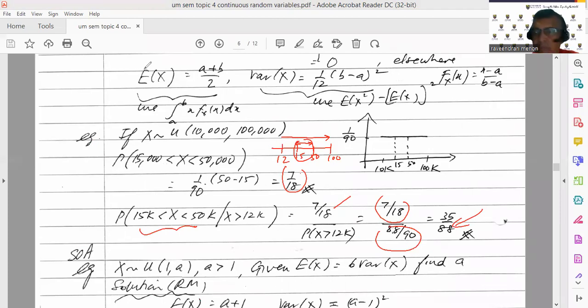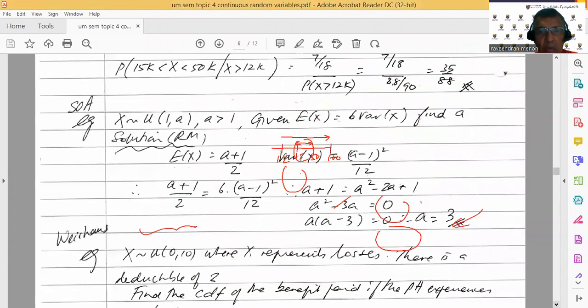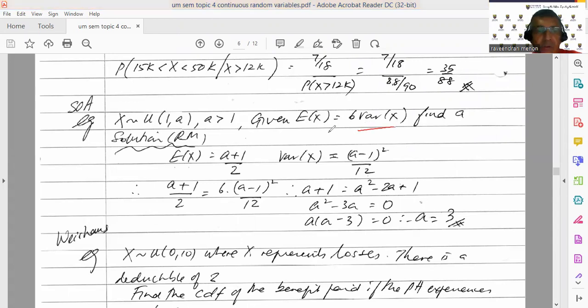Next example. We are given that X is a uniform random variable between 1 and A. And you're told that A is bigger than 1, yeah? Well, it should make sense, right? A should be bigger than 1. And you're told the expected value of X is 6 times the variance of X. Find A. So this is basically using the formulas, cleaning up the equation and solving a quadratic, and you'll get your answers, yeah?